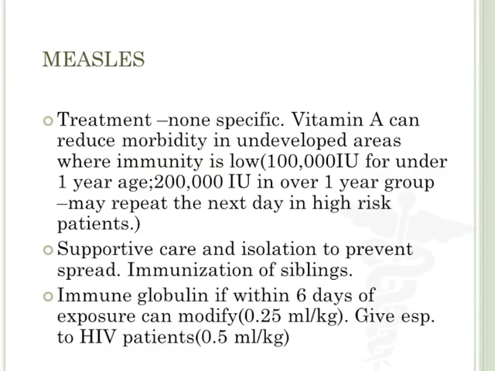There's no specific antibiotic treatment for it. In this country, most kids get vitamin A in their diet, so they're okay, but in underdeveloped areas, they don't. And that has a lot to do with your immunity, so everybody with measles in Africa should get a vitamin A injection. Usually one injection is enough, but we do recommend one a day for 2 days. For under 1 year, it's 100,000 units, the older 200,000 units. And that can increase their immunity a little bit. But the only thing is it's supportive care.